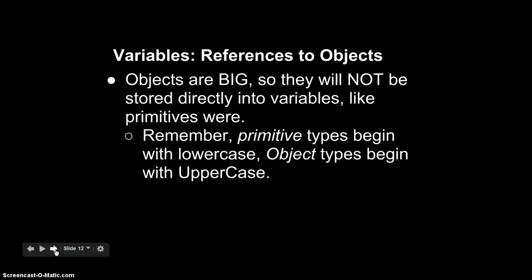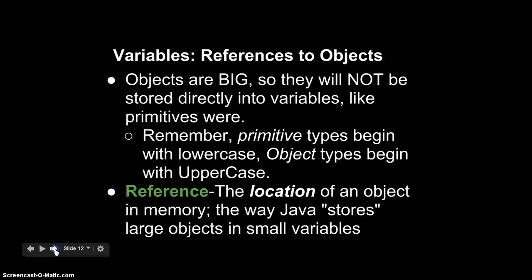So how are we going to store objects that are large and big, like we just talked about, into little tiny variables? Well, the answer is we're going to use a reference. We're not going to store the actual object itself. We're just going to store where it is in memory so that we can use it when we need it.